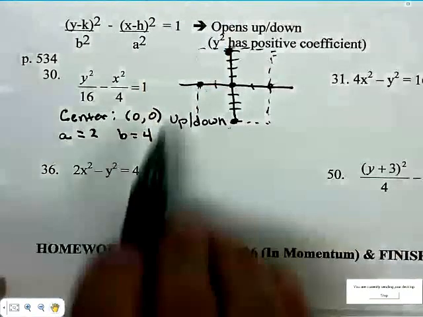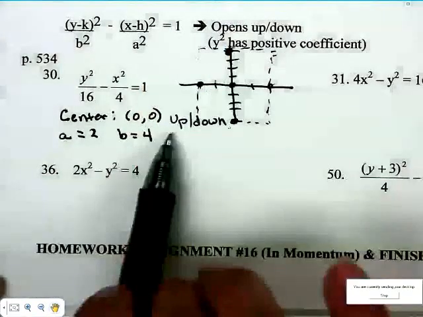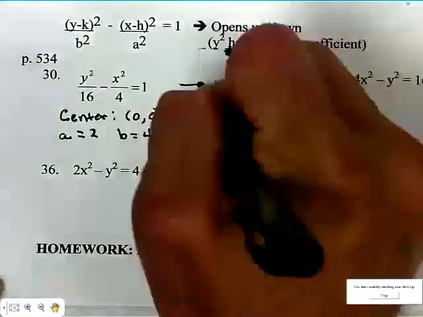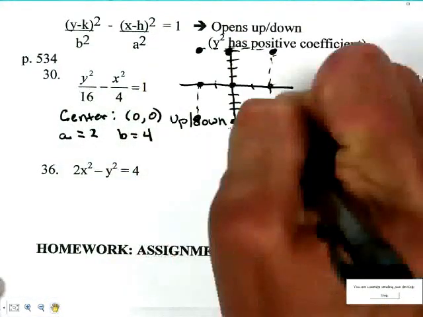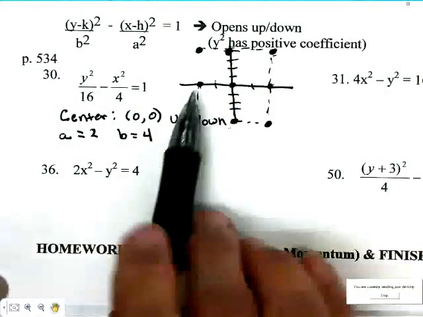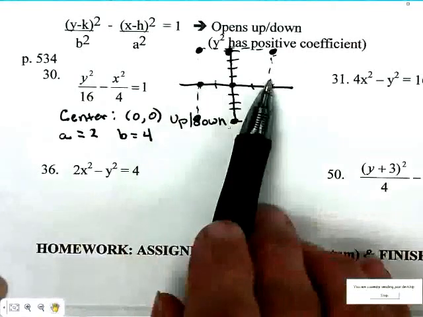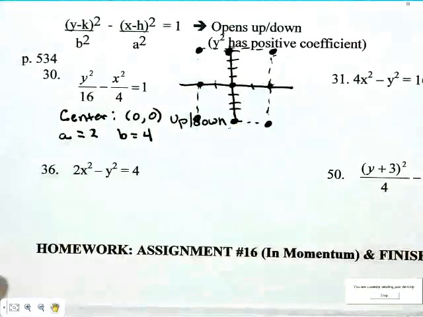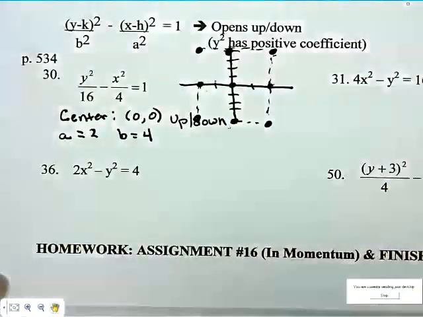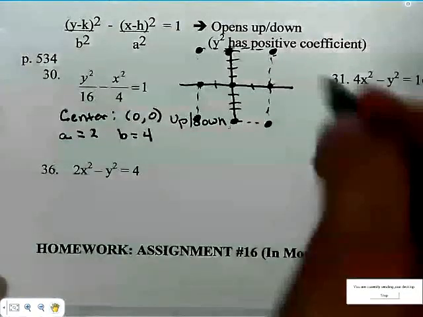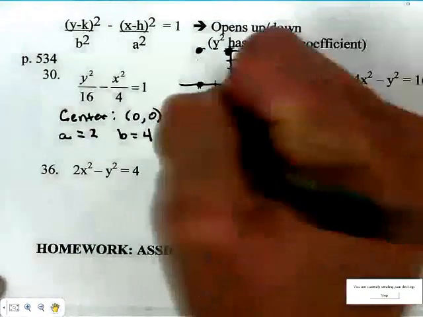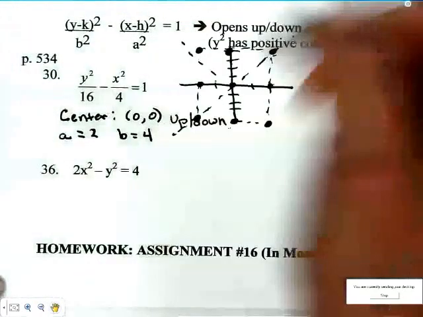That rectangle is called the fundamental rectangle of the hyperbola, and you plot its corner points. It's going to be the same width as your a's give you and the same height as your b gives you. Those are the corner points of the fundamental rectangle. And then you dash in the diagonals of the fundamental rectangle. You know what a diagonal of a rectangle is? Just dash it in.